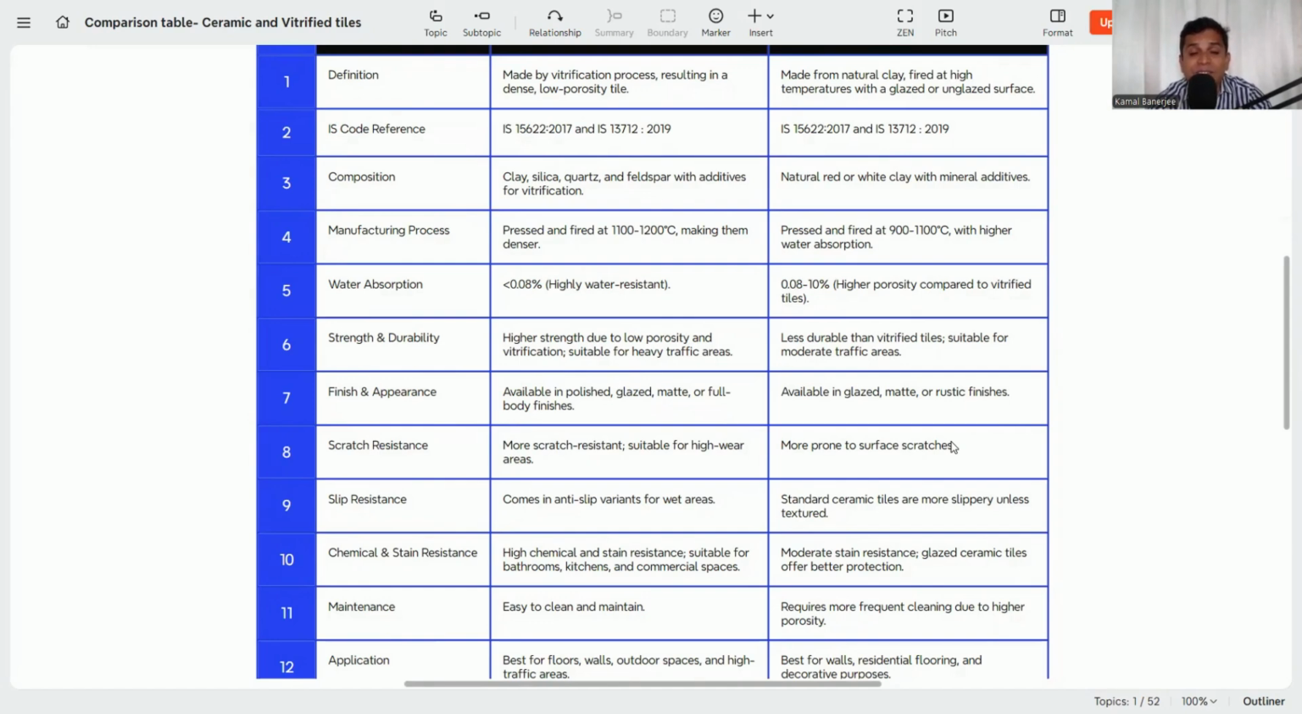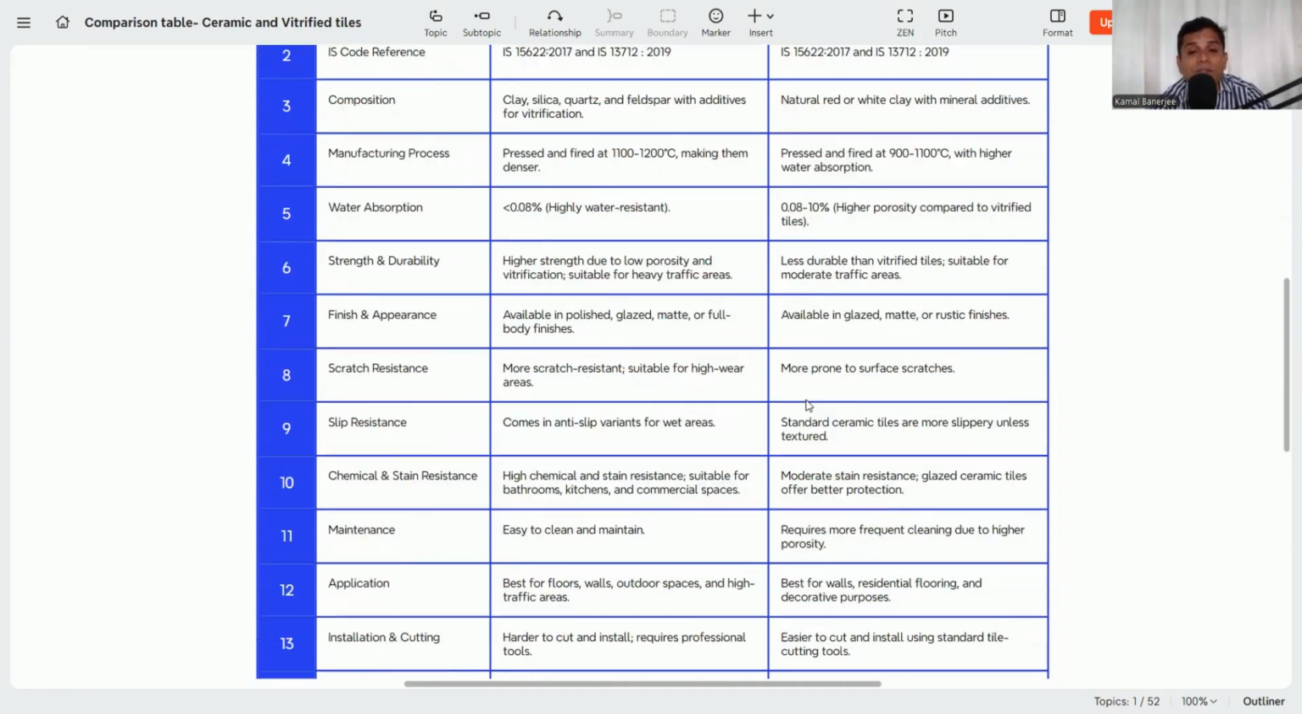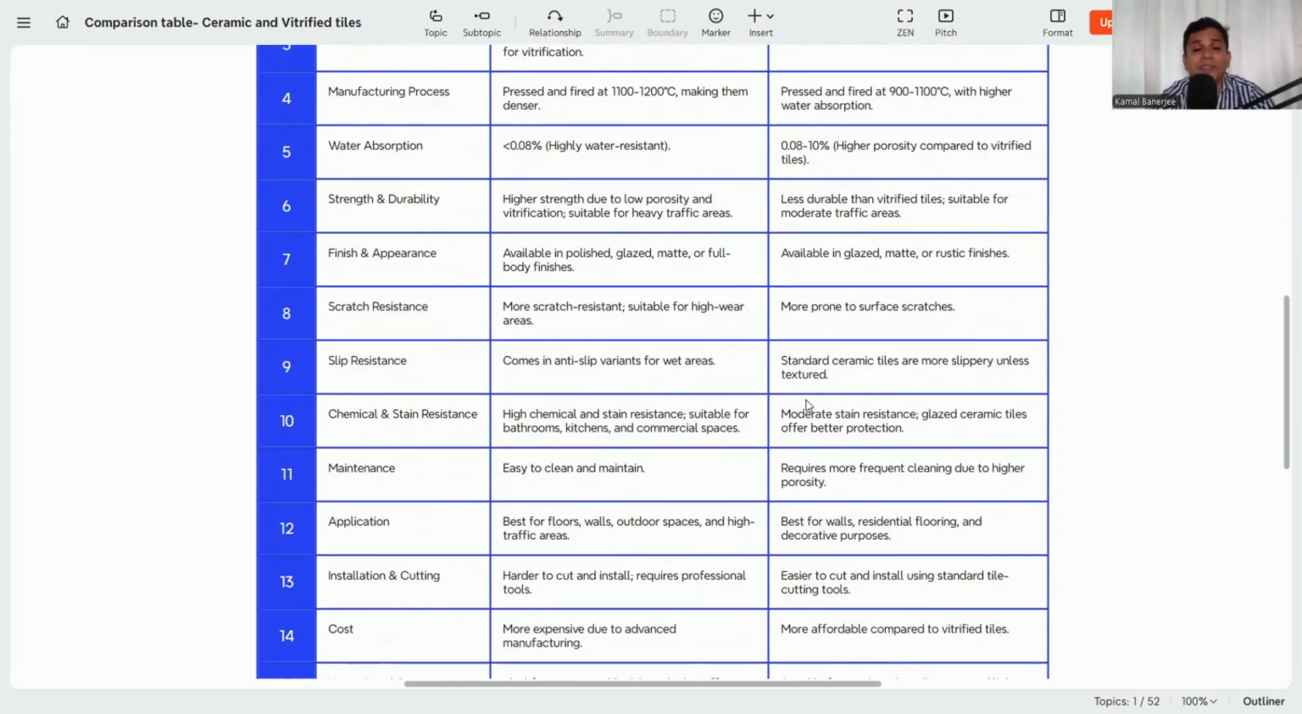And then finish and appearance: vitrified tiles are available in polished, glazed, matte, or full body finish. So in the finish and appearance also, in the vitrified tiles we can get a variety of ranges, that is the glazed tiles, matte tiles, or full body finish. But the ceramic tiles are available in glazed, matte, or rustic finish.